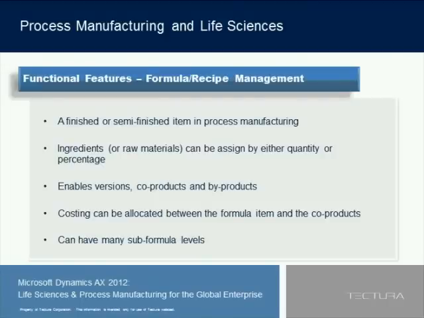Okay. Costing can be allocated amongst the finished good item and the co-products. We refer to this as total cost allocation. So I can break that cost, say, so much is going to this particular finished good and so much is going to my co-products. And I'll be reviewing that in more detail in a little bit. And then finally, having the semi-finished items, you can have as many of those sub-formula levels as needed.